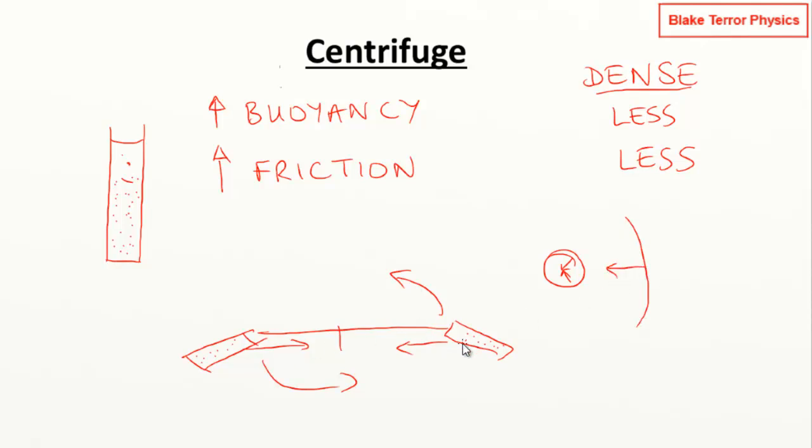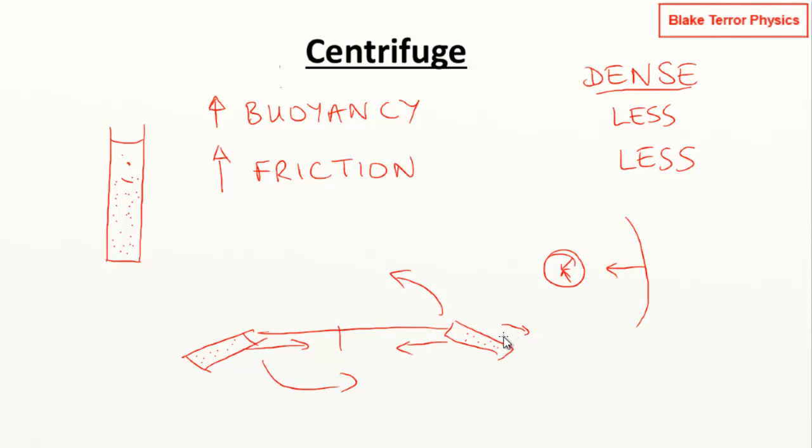So that's how it's separating these things out. The more dense particles have a smaller centripetal force acting on them, so they will be moving outwards relative to the less dense particles. So we're going to get the dense stuff at the bottom and the less dense stuff at the top. But this is just a relative outward motion. Everything has still got a centripetal force on it.